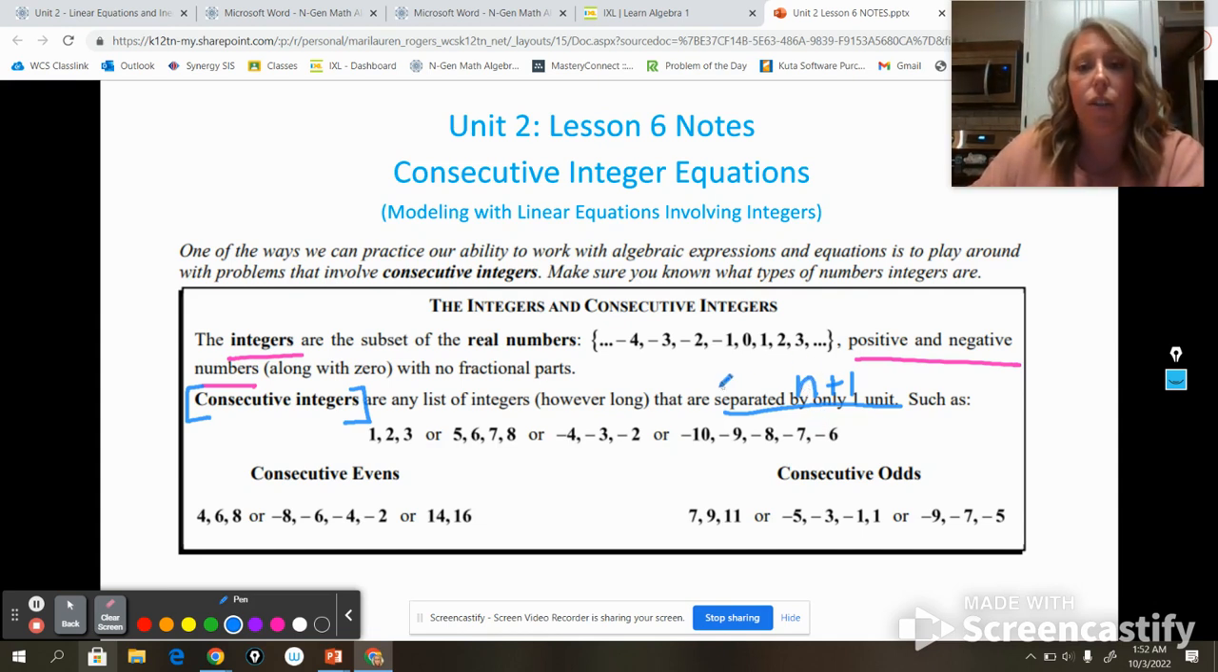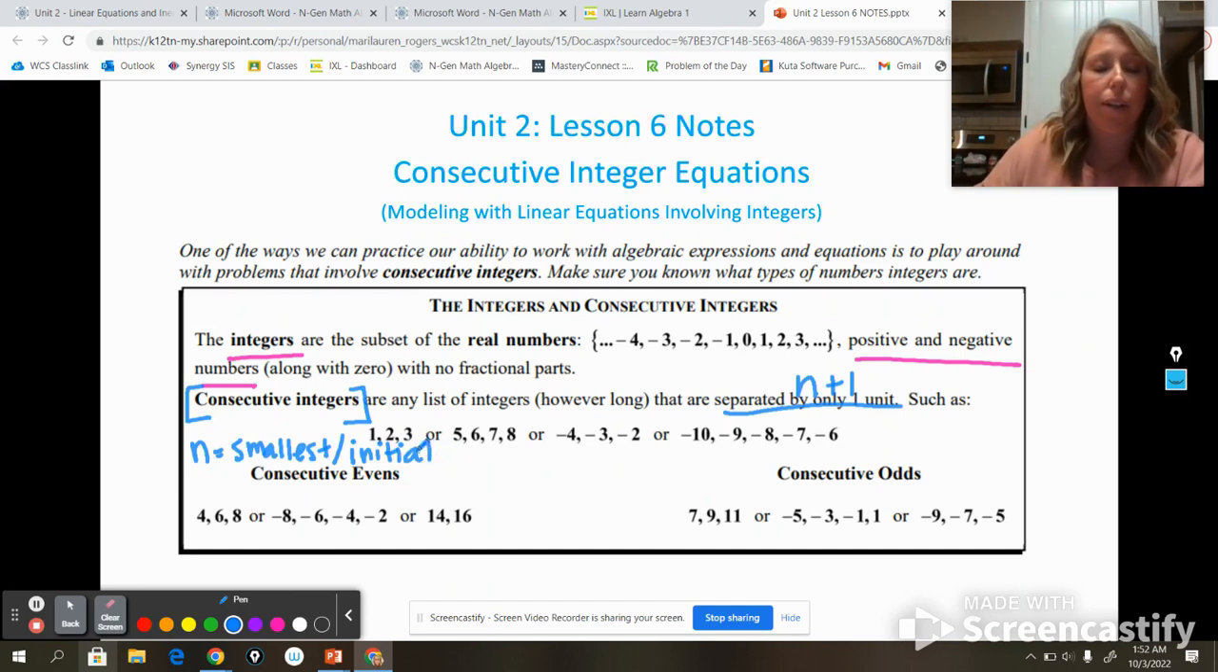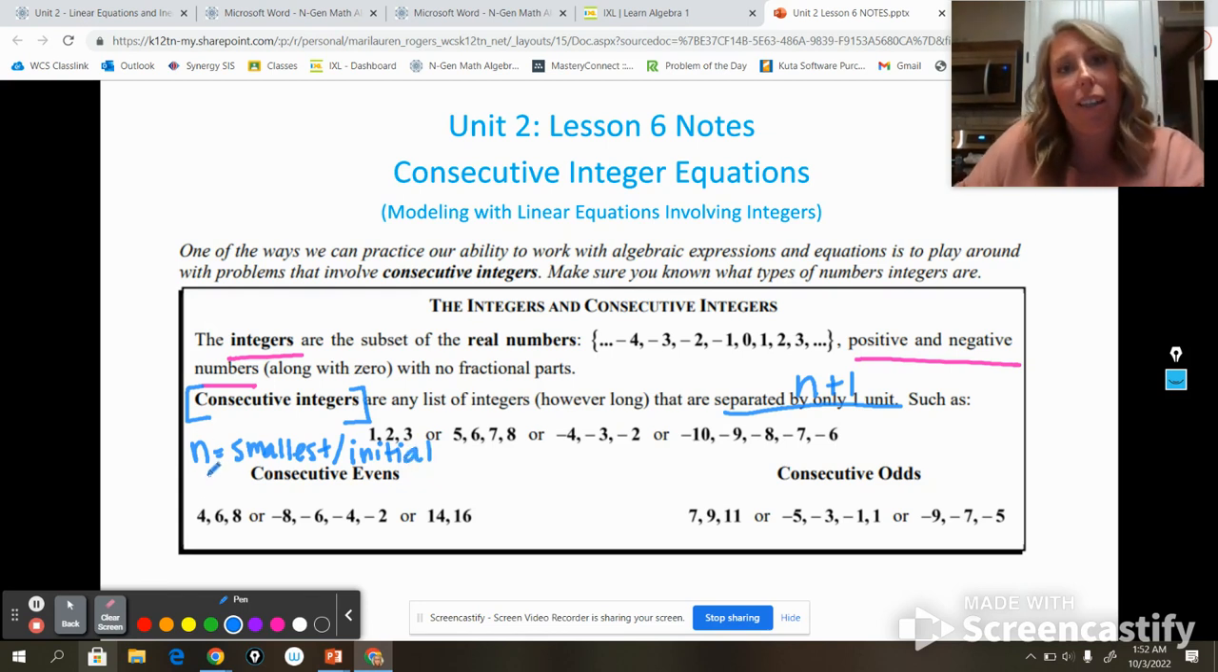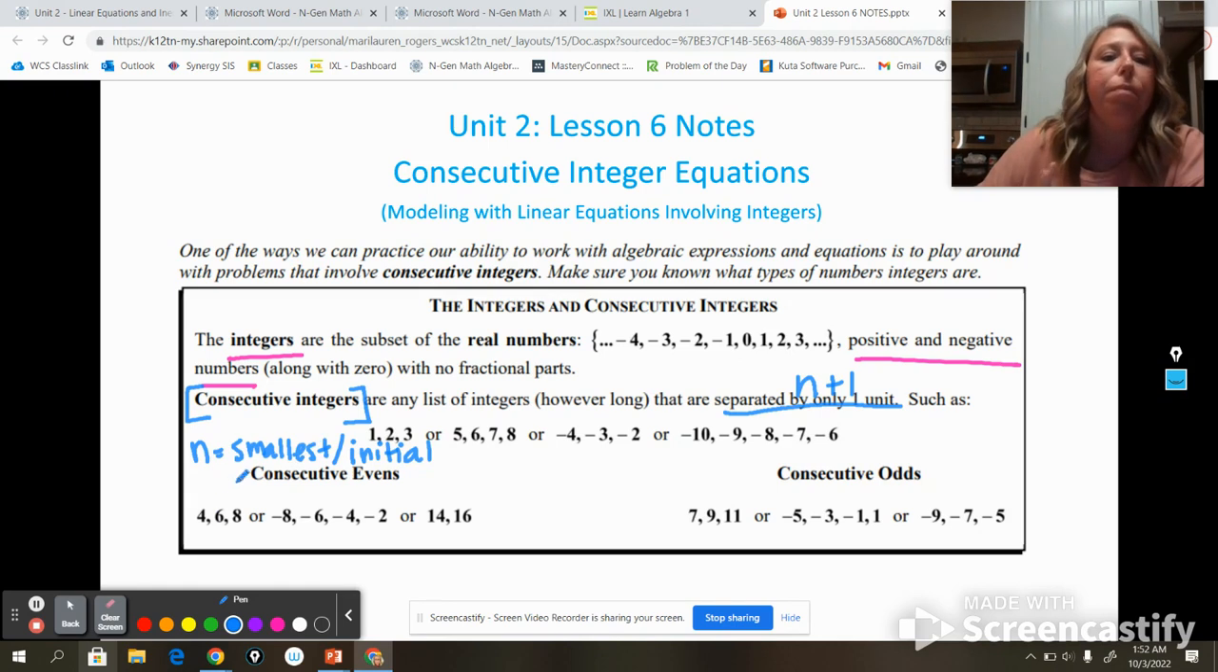N referring to your original number, or smallest or initial number is going to be your n. Now, of course, as with any type of equation or word problem, it does not matter what letter you use. N is typically the one that is used when we talk about consecutive integers. But of course, x or any other letter of the alphabet will work. But that first initial variable, that's going to be your smallest or your initial number. And then for consecutive, n plus 1.